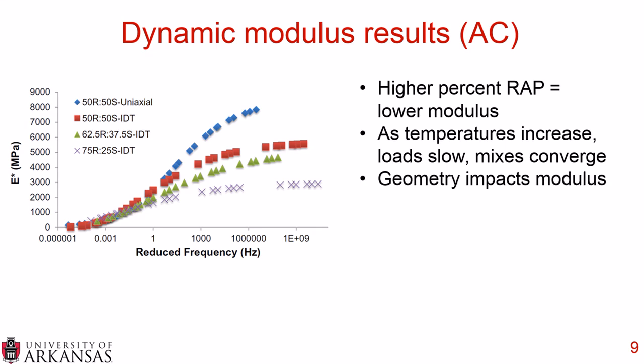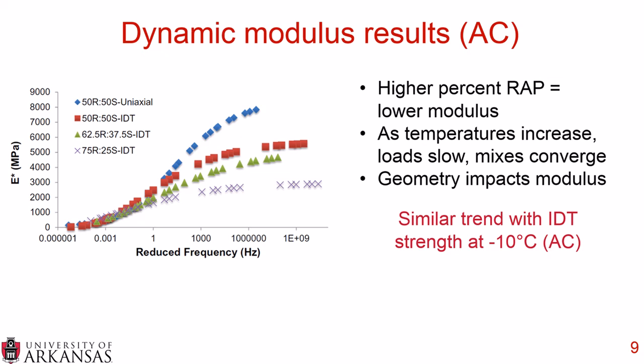Also note that the geometry impacts the modulus. So we mentioned that we ran two different geometries. One was a uniaxial configuration for dynamic modulus, and the other one is the indirect tensile strength configuration for dynamic modulus. And you can see here that the uniaxial modulus created higher modulus values. The uniaxial configuration created higher modulus values versus the IDT configuration.